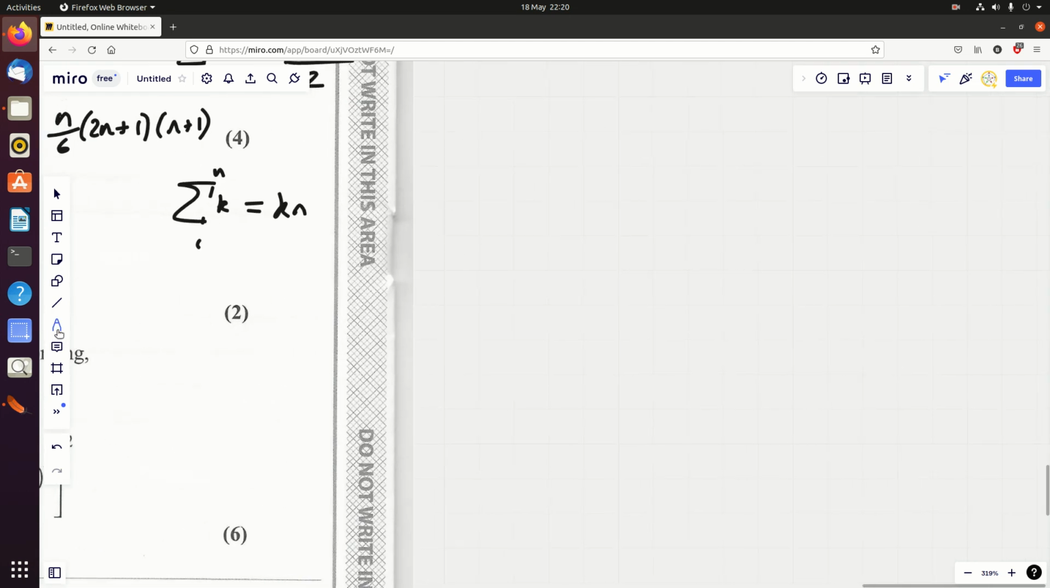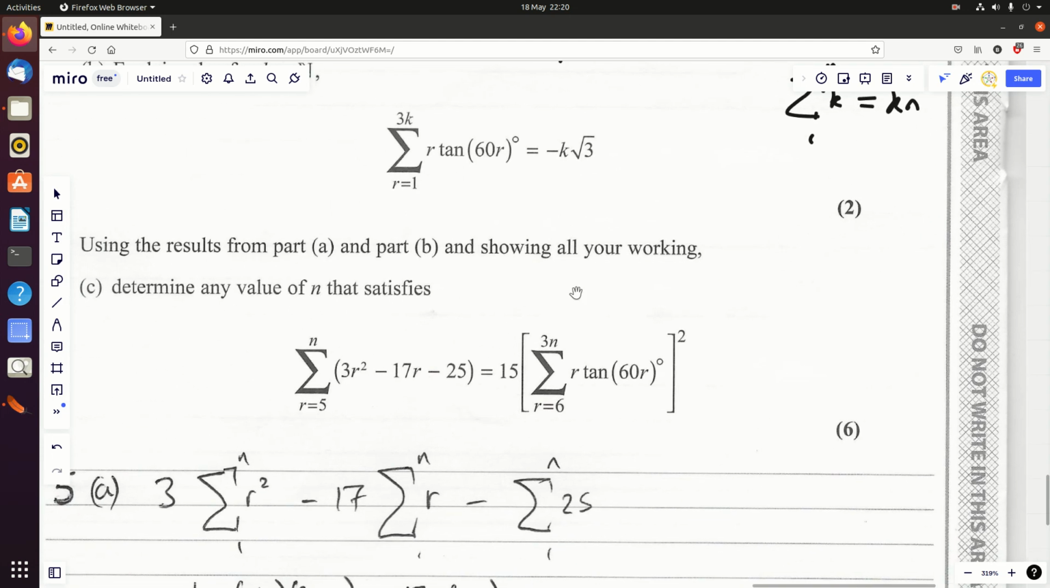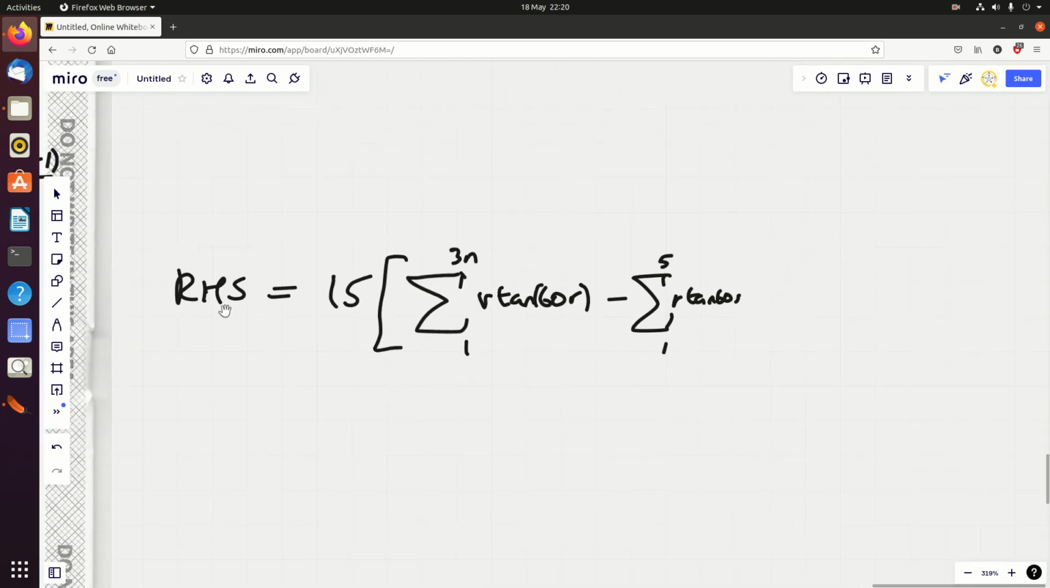I think I started with the right-hand side just because I was quite excited to work with a tan. You've got 15, open bracket. Now, I immediately rewrite this as sigma of 1 to 3n of r tan 60r minus sigma of 1 to 5 of r tan 60r. That's because it doesn't start on 1, so you've got to deal with that. And then I close the brackets and squared it.